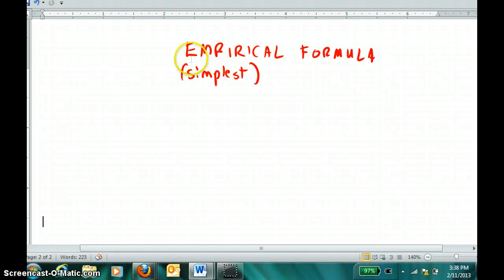So, what is an empirical formula? Well, very simply, it's the lowest whole number ratio of atoms in a compound. For instance, if I had H2O, this tells me for every two hydrogen atoms, there's one oxygen atom. And you can't get any lower than a 2 to 1 whole number ratio.